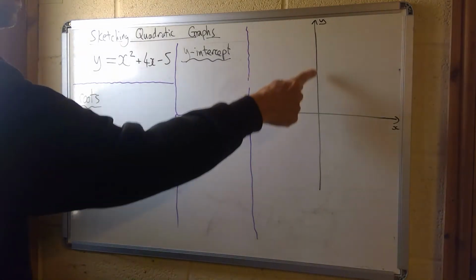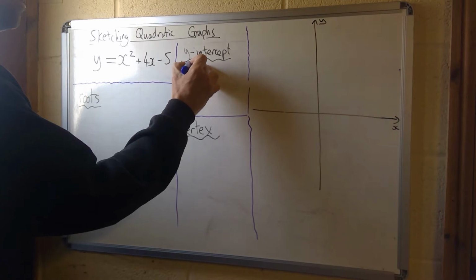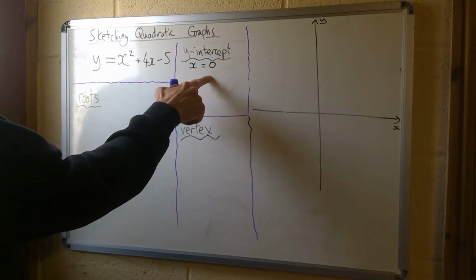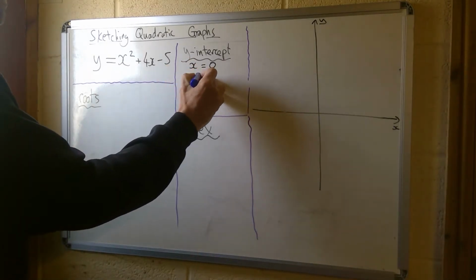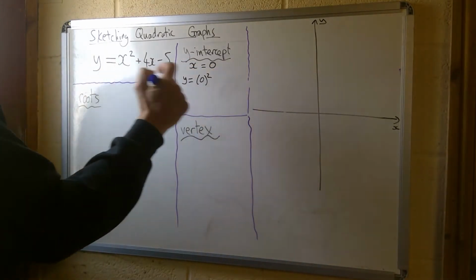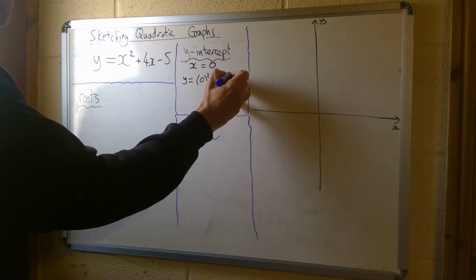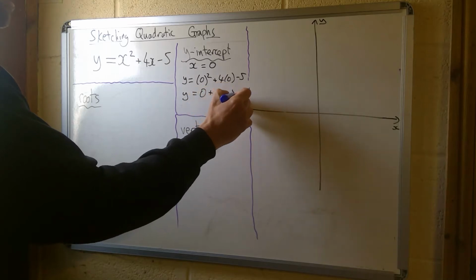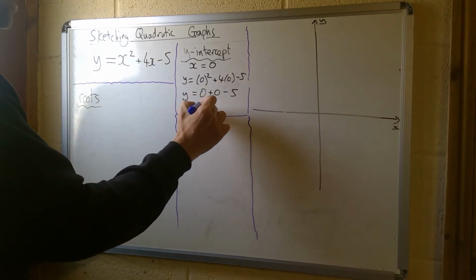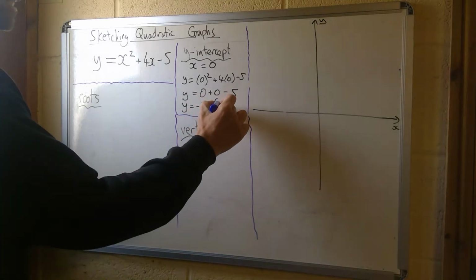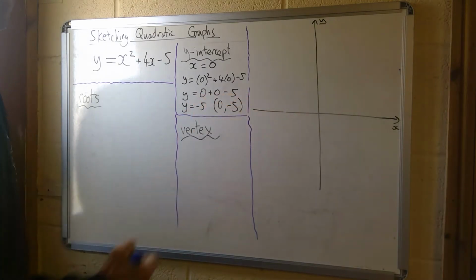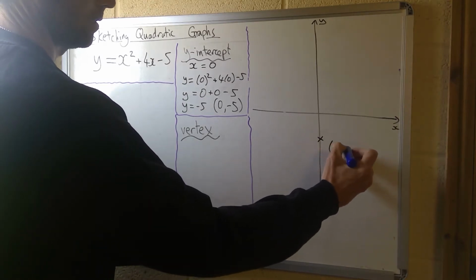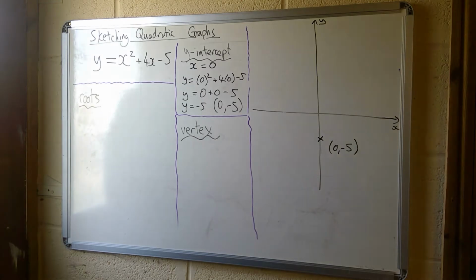First thing I'm going to do, the easiest thing, is to calculate the y-intercept. The y-intercept is where it crosses the y-axis, and this occurs when the x value is 0. So I'll simply substitute x equals 0 into my quadratic equation. So y is 0 plus 0 minus 5. So y equals negative 5. So when x equals 0, y equals negative 5. And that gives me my y-intercept: 0, negative 5.